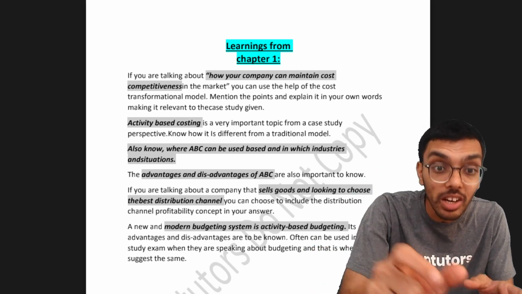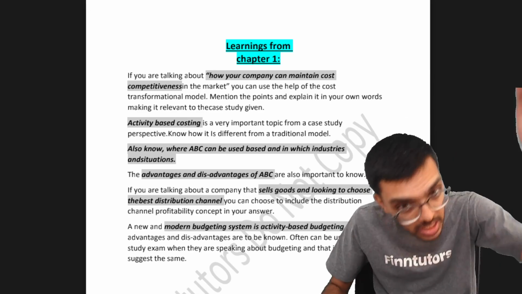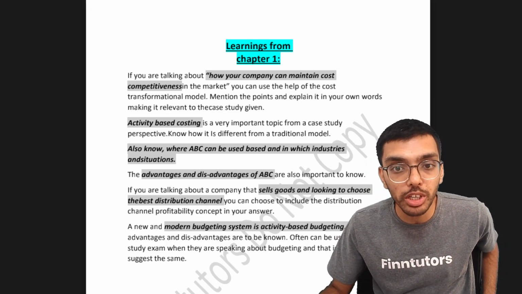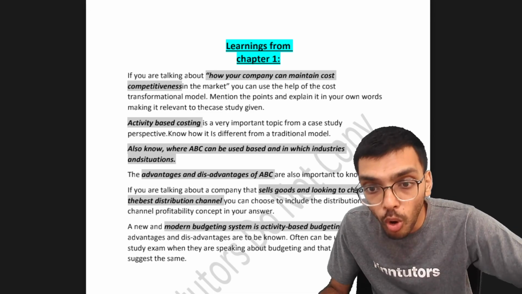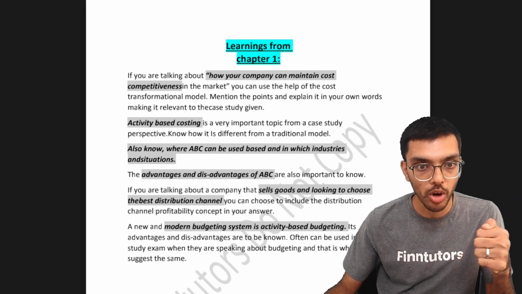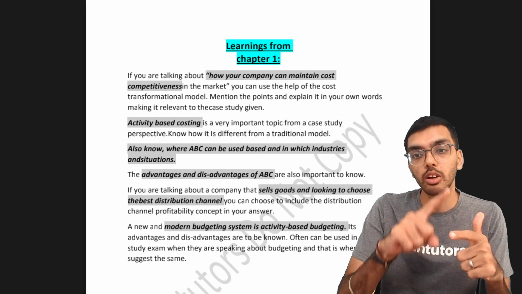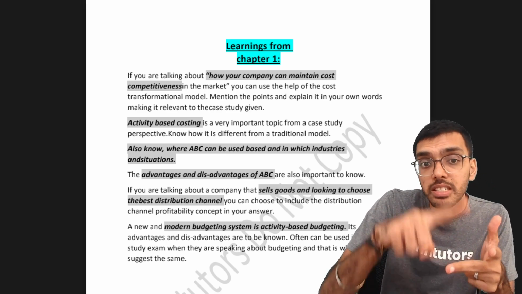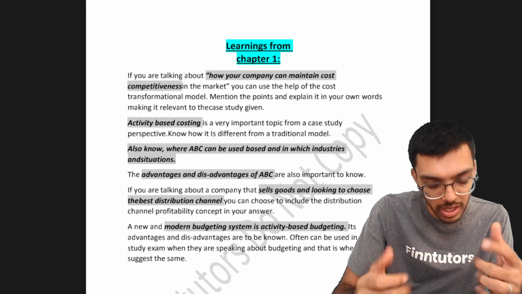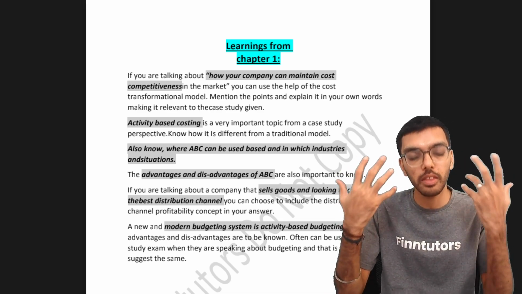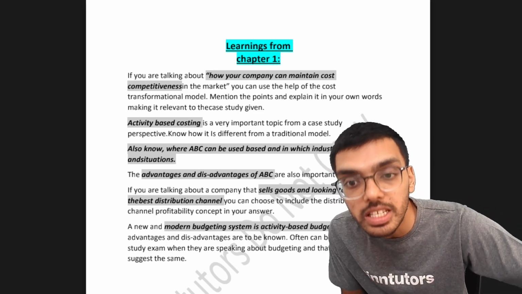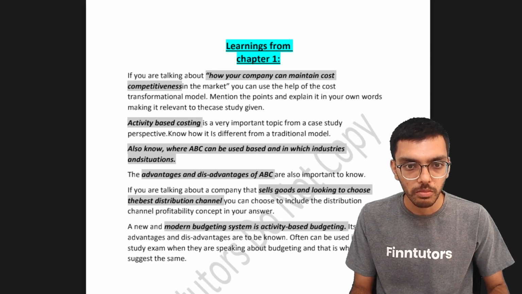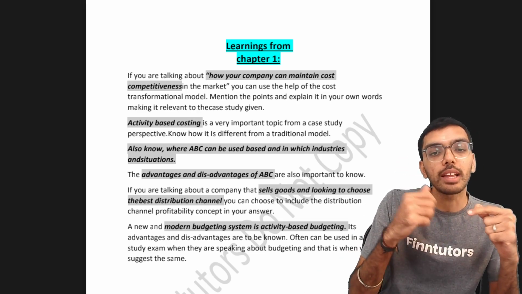For example, my learning documents help you focus on application even when you are doing revision. See, it says activity-based costing is a very important topic from a case study perspective. Know how it is different from the traditional model. Now, the traditional model is standard costing or, let's say, absorption costing or marginal costing. How is ABC different from them? That is what I need to close my eyes and visualize. If I have done my ABC revision from my revision course, from my study notes, which we have available for you, then I should be able to answer this question quickly.